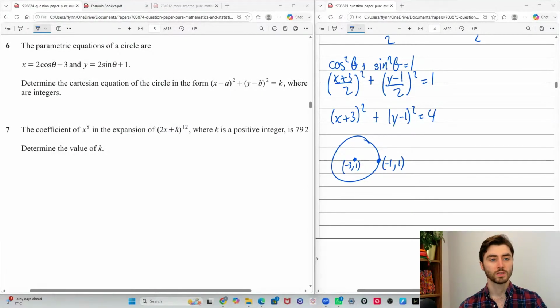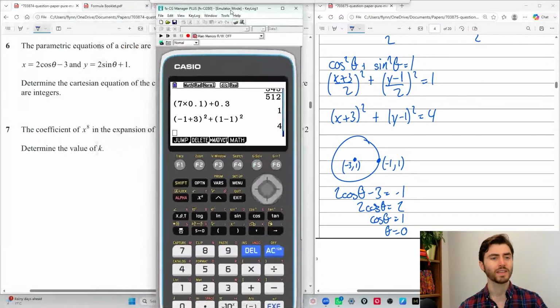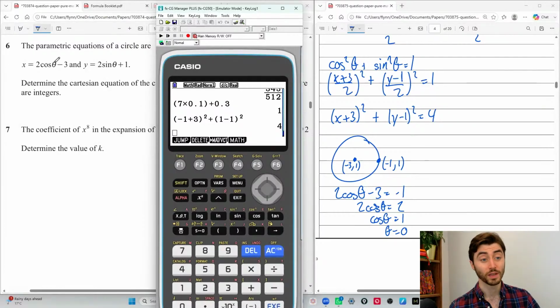And what I can do is to solve for theta and just check that it works for the parameter. So when 2 cos theta minus 3 equals minus 1, it means that 2 cos theta is equal to 2, which means that cos theta is equal to 1, which means theta is equal to 0, which is super handy. In fact, that's what I could have done from the start. I could have plugged in theta equals 0, x would have been minus 1, y would have been equal to 1. That does lie on the line.